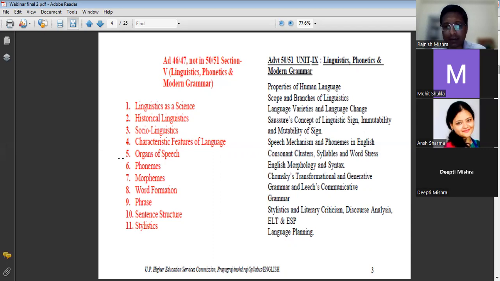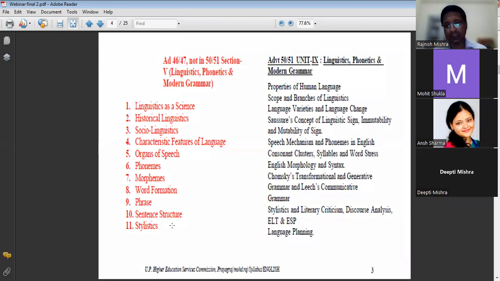In syntax, they have added Chomsky's TG and Leech's communicative grammar. In phonetics, they have added consonant clusters, syllables, and word stress. In the basics, in the beginning of it, the branches and all, with that, they have added Saussure's concepts of linguistics and mutability and immutability. So you can very clearly see that they have now made the syllabus standard. Earlier, it was skeletal, as you can see, 1 to 11. Now it is a standard. And a bit problematic, but then we'll talk about that later.